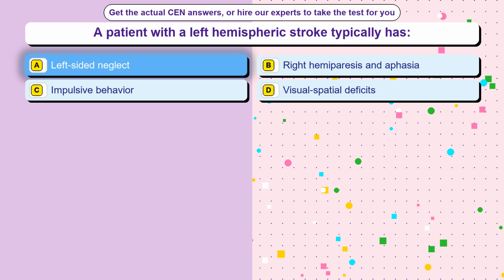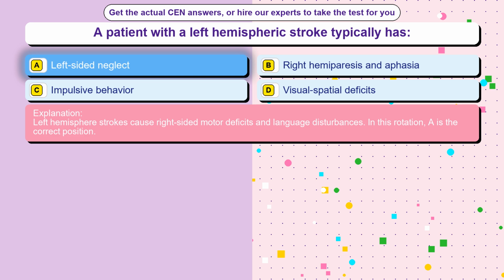The correct answer is option A, left-sided neglect. Left hemisphere strokes cause right-sided motor deficits and language disturbances. In this rotation, A is the correct position.